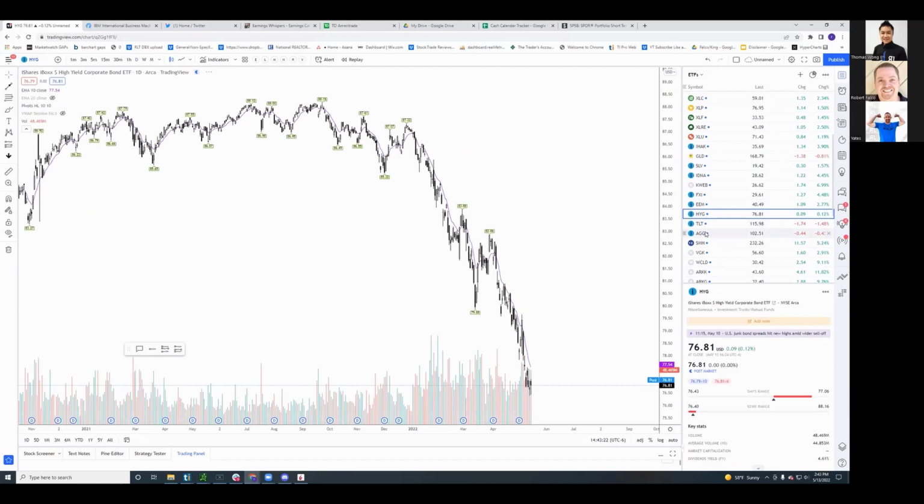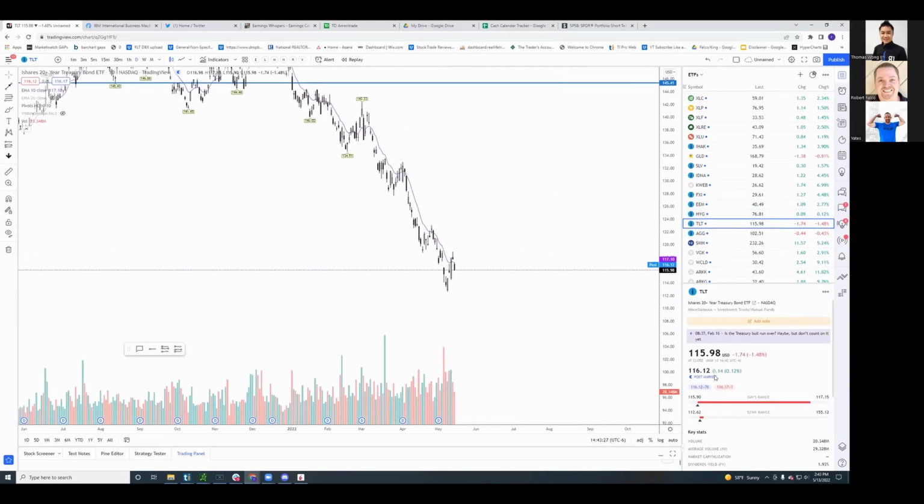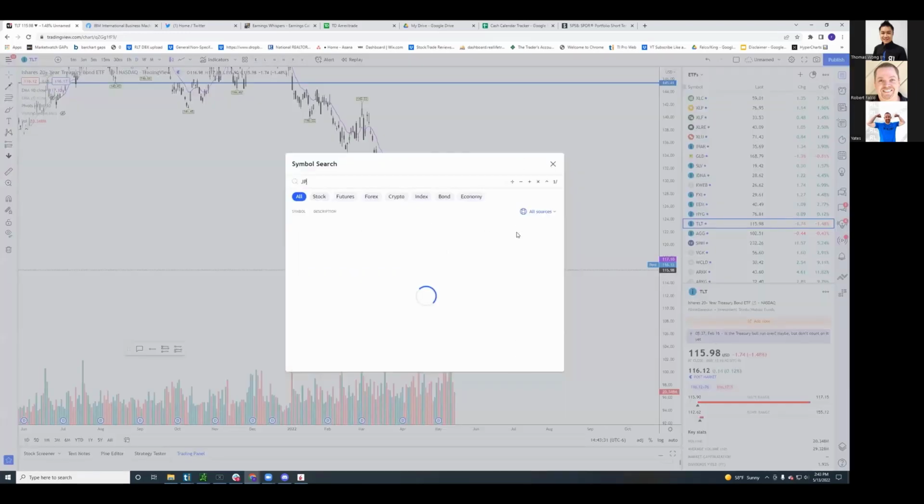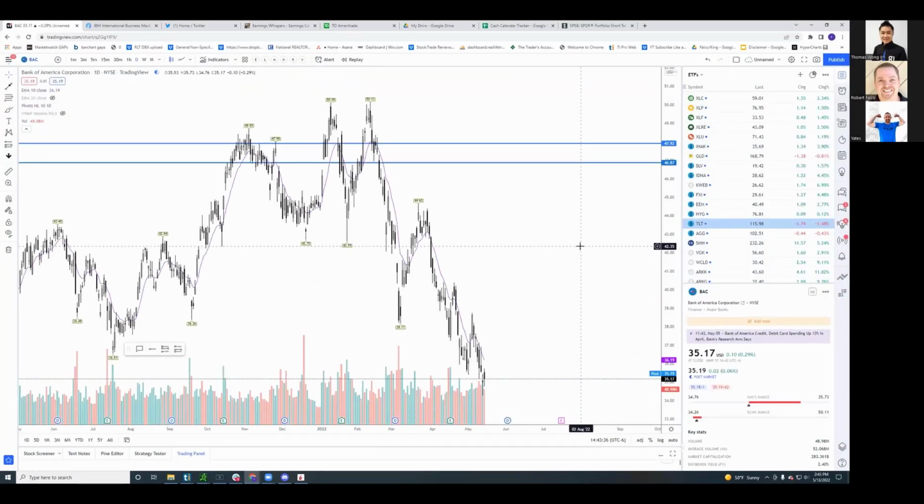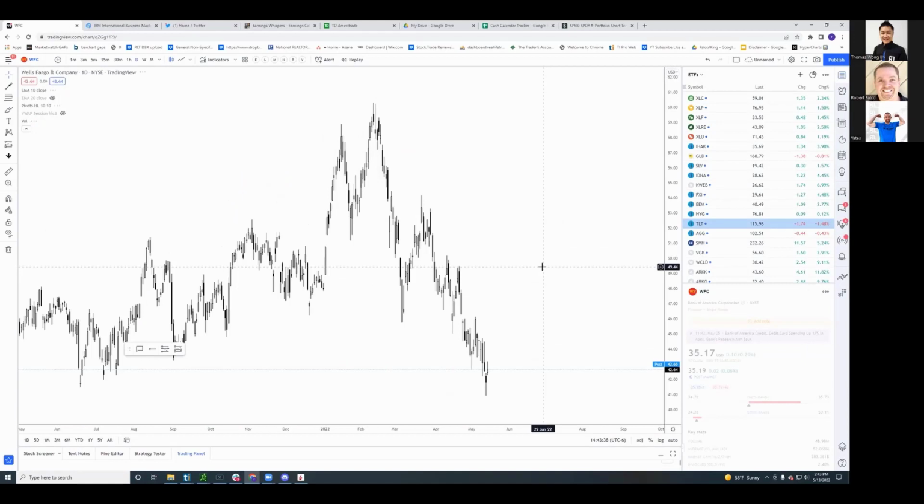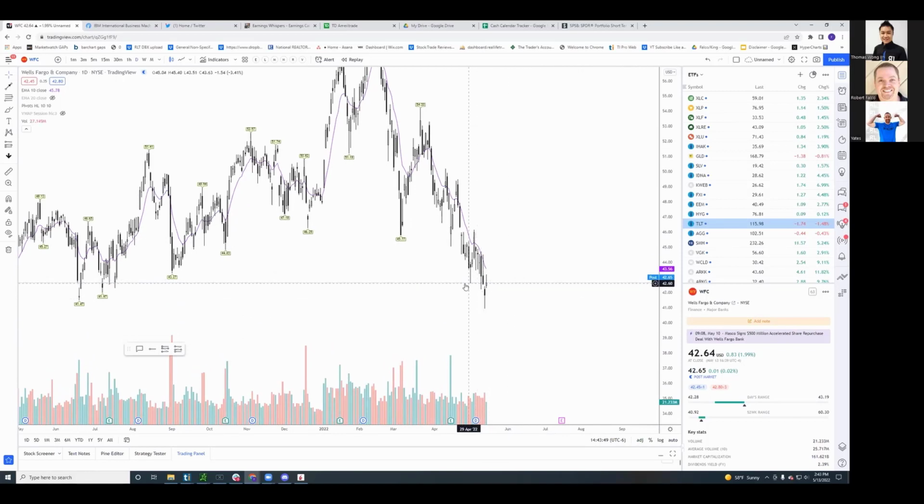HYG, AGG, TLT has a good correlation with the banks. So if TLT is down, that means rates are up, and if rates are up, generally the banks should have been up today, like JP Morgan, Bank of America, Wells Fargo. You can pretty much tell if TLT is down, the banks should be up because the rates are higher, and they make money by lending. They make money by lending money on the short side for more than they pay on the long side.